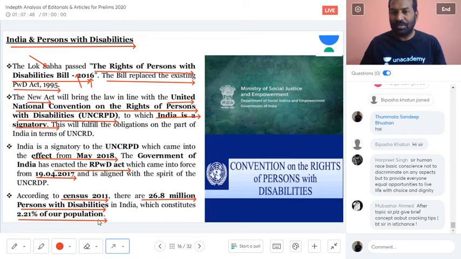Harpreet Singh says, sir, the human race's basic conscience is not to discriminate on any aspect but to provide everyone equal opportunity to live life with choice and dignity. Yes, that is the main intention of the Act, and I will look at the salient features of the Act also, to make sure they have equal rights, equity, more than equality. What I'm talking about is equity. There is a difference between equality and equity. The government and the individuals should provide not only equality but equity.